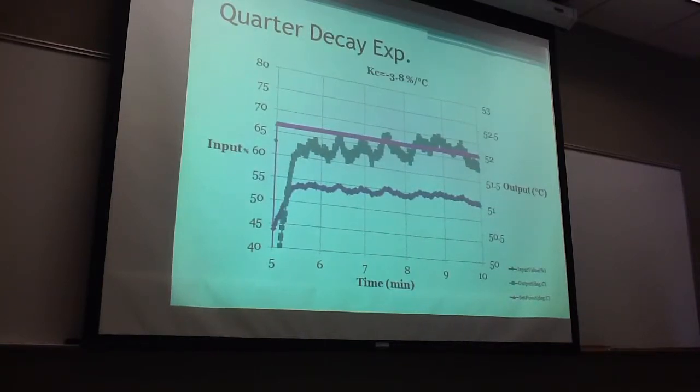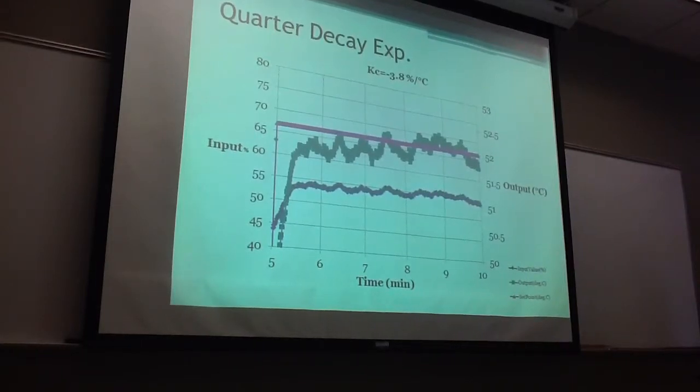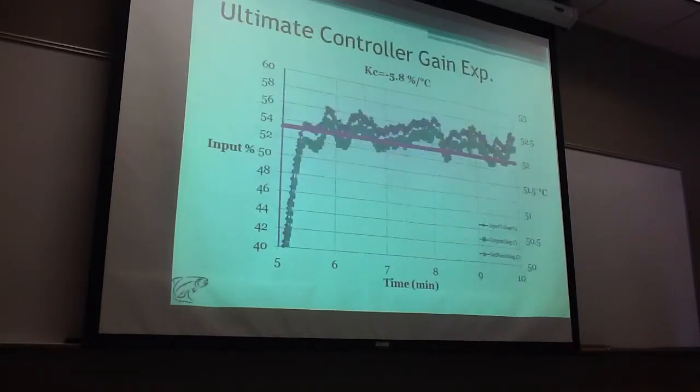That negative 3.8% per degree Celsius for the controller gain. You might not want to set it there because your output, well, it looks bad on the graph, but in reality, this is only like a 1.5 degree difference. So it's also still good.